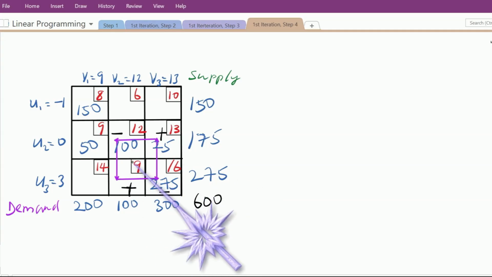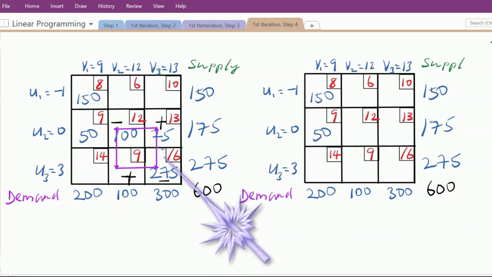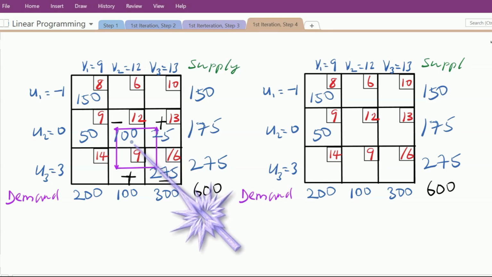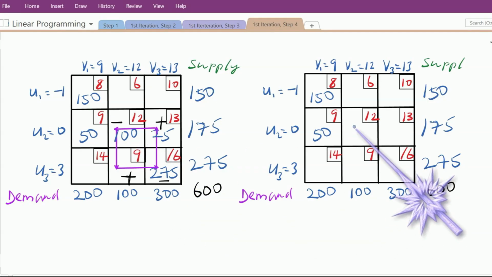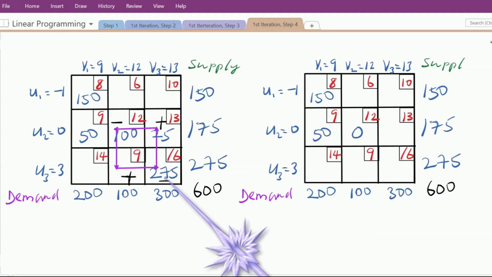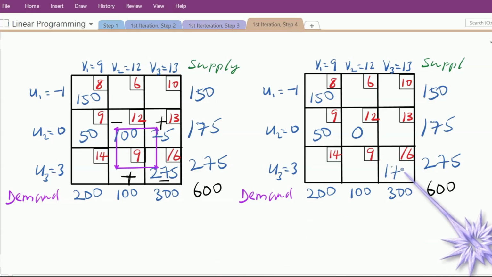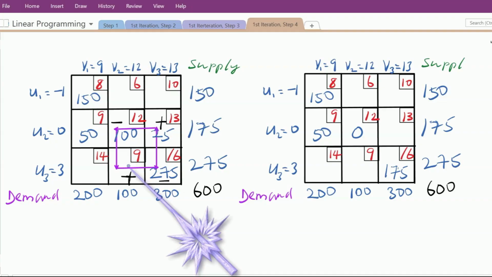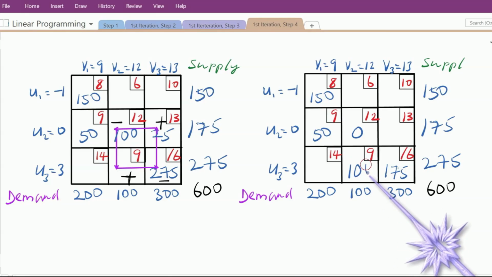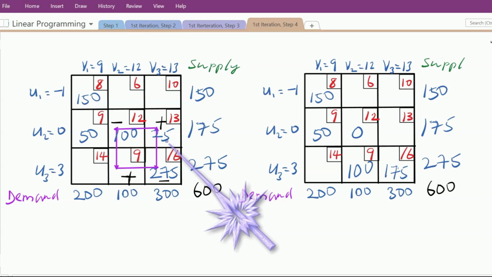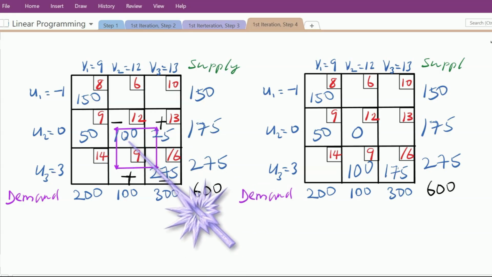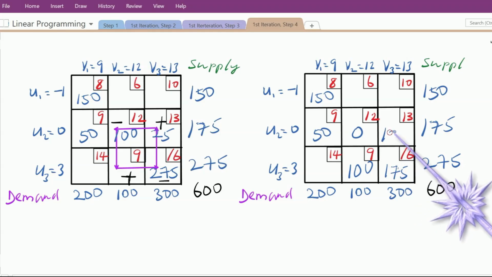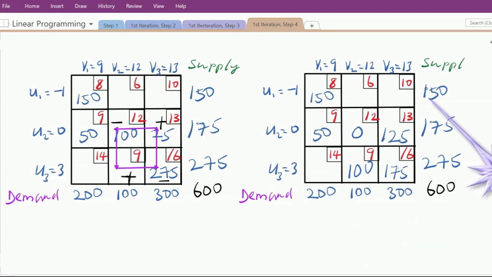then add the same 100 to the other positive diagonals. To carry out our reallocation, we're removing 100 from here, so here becomes 0. Removing 100 from here becomes 175. Then we're adding the 100 to the other two diagonals. Here, no value before, it comes into the basis, we have 100. Then here you add 100 to 25, so here becomes 125. So this is our new allocation.